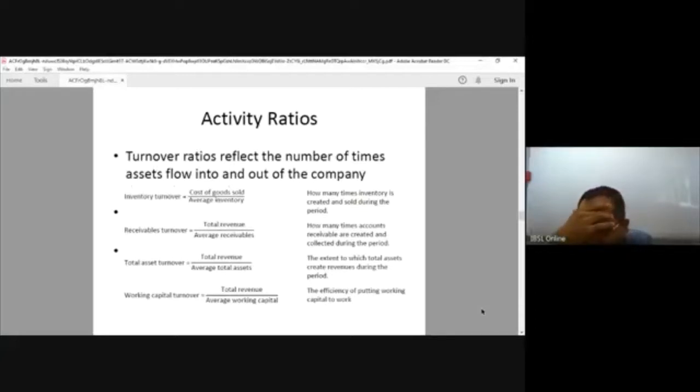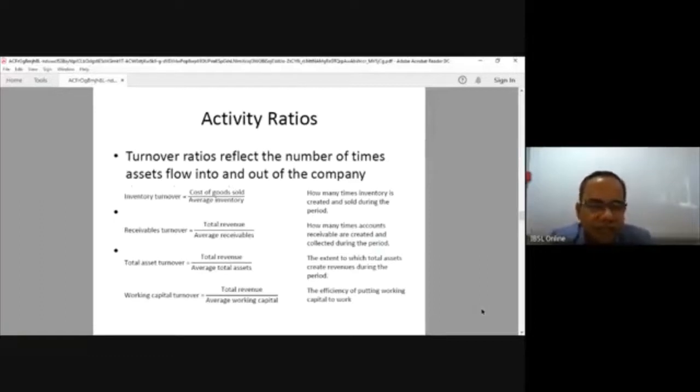Every month, if they have done it, it will be 12. So if you want to find out the inventory turnover period, you divide 365 by that number. If somebody has bought every 2 months, like 60 days, then you divide 365 by 6, and the number of days will come. So that's how you find out the inventory turnover period.